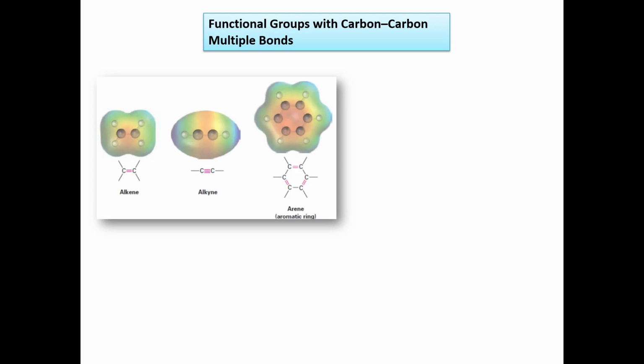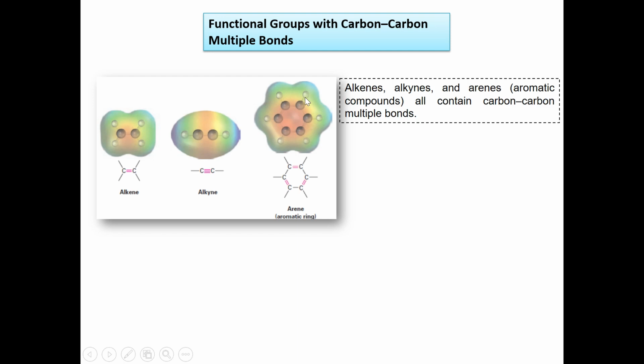What happens with carbon-carbon multiple bonds? We saw that we have three types of carbon-carbon multiple bonds. One is a double bond, as you can see here, a triple bond, and we can also have aromatic compounds that have their own reactivity. All these structures contain carbon-carbon multiple bonds: double bond, triple bond, and alternating double and single bonds.